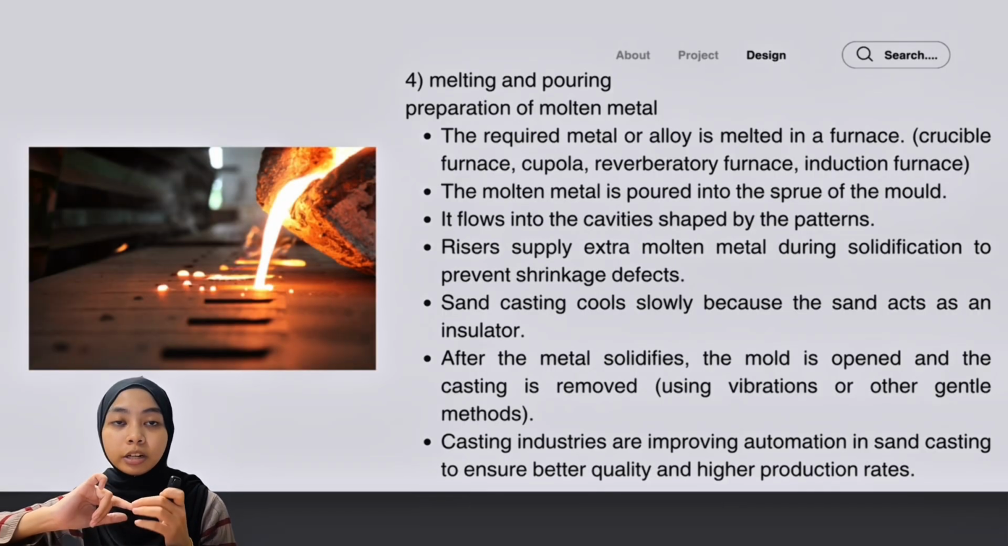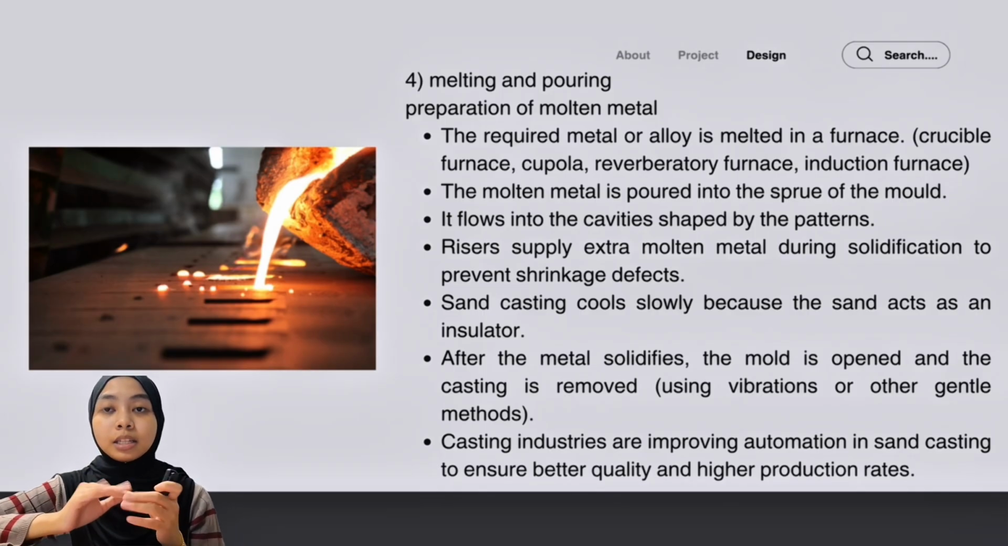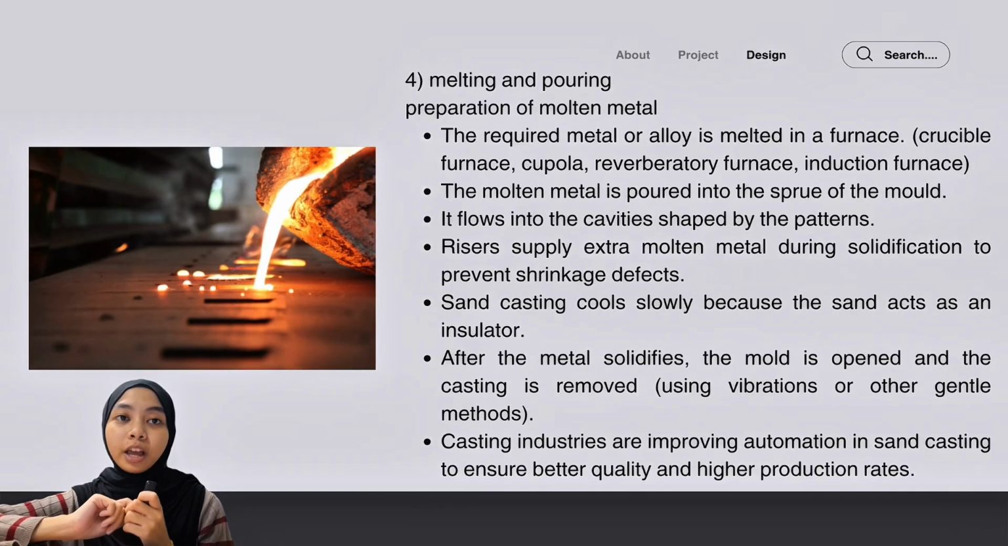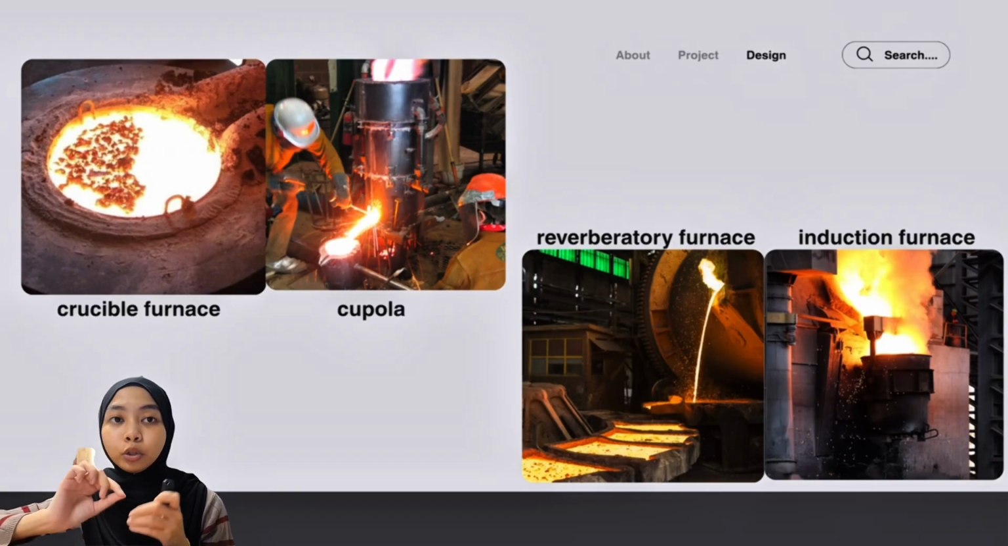After the metal solidifies, the mold is opened and then the casting is removed using either vibrations or other gentle methods. The casting industry is improving automation in sand casting to ensure better quality and a higher production rate. These are the four types of furnace used to melt the metal: first the crucible furnace, second the cupola, third the reverberatory furnace, and the last one is the induction furnace.